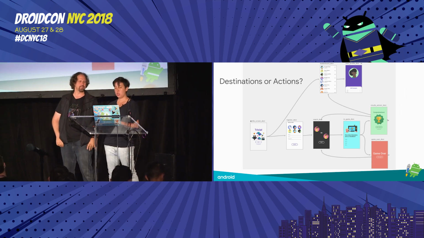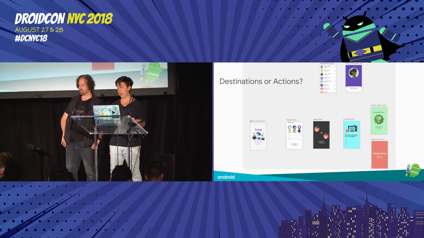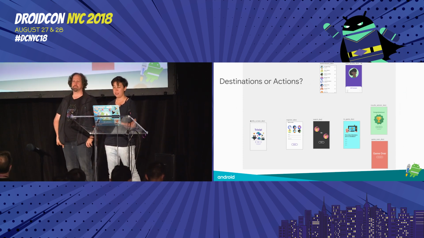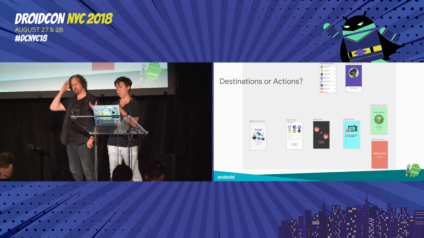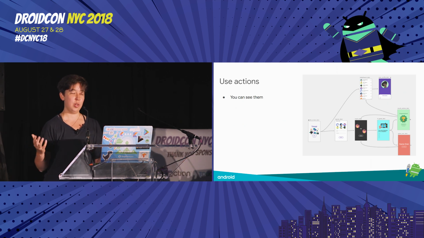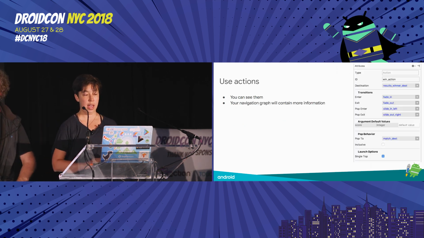Okay, so the next question is, should I be using destinations or actions? It is possible to have a nav graph with no actions. It just looks like this, because the actions are the arrows that were connecting things. So that means your nav graph just becomes a bunch of screens laid out on a board. But it's kind of nice to have those arrows because then you can actually see them. So we encourage you to use actions and to navigate via actions.